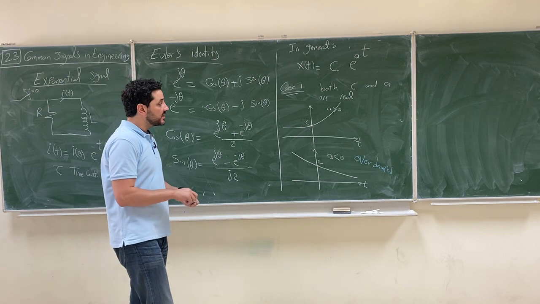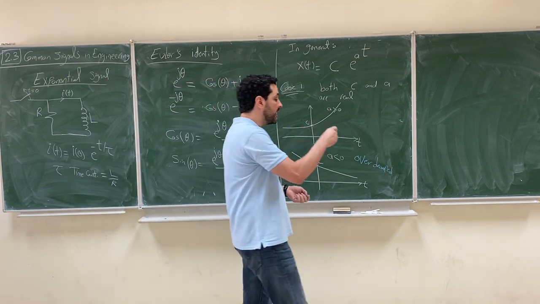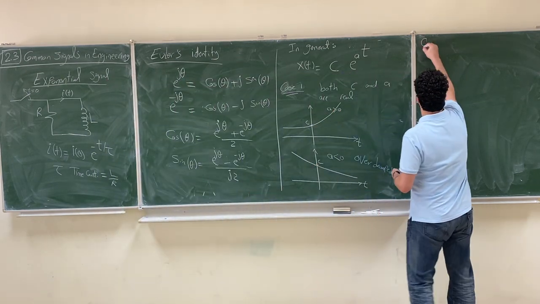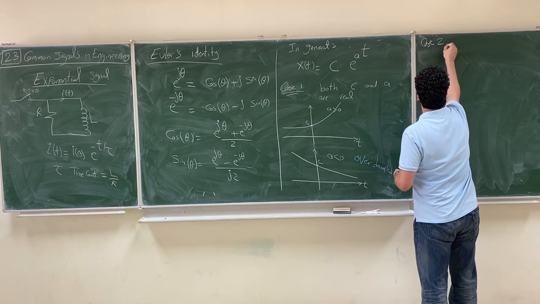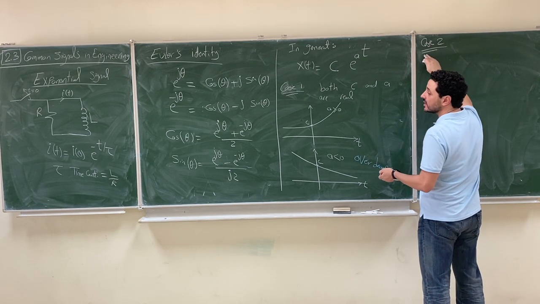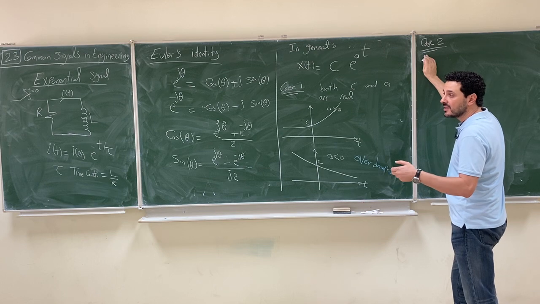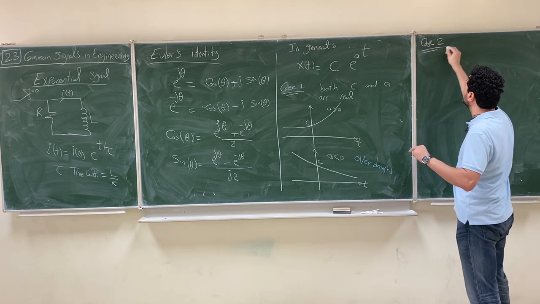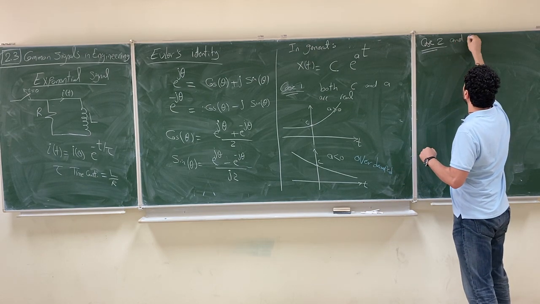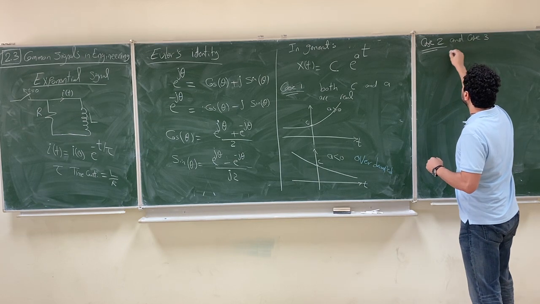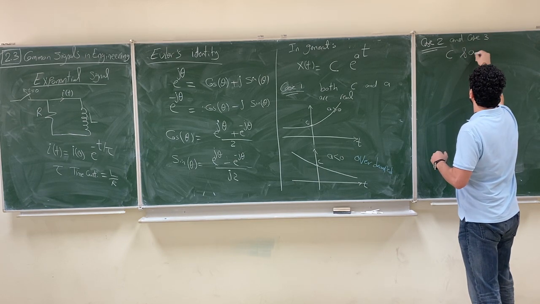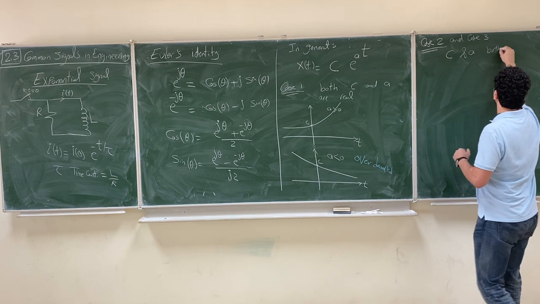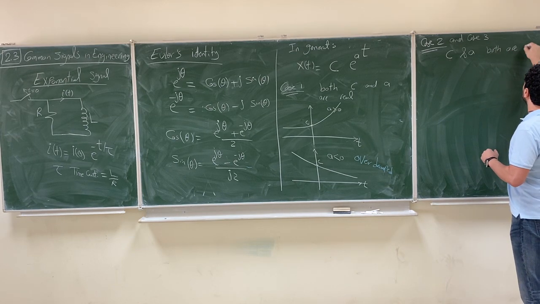Second important case, and the most general case. In the textbook it's called case 3, but it includes case 2 and case 3. So here, case 2 and case 3 together can be merged when c and a, both of them, are complex.